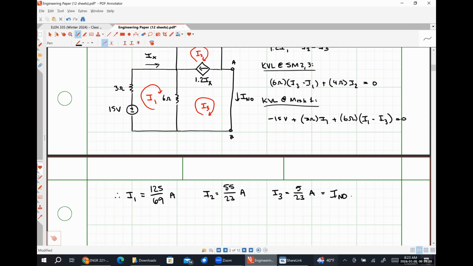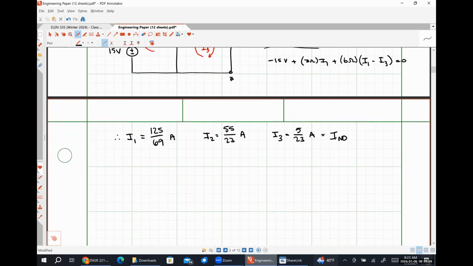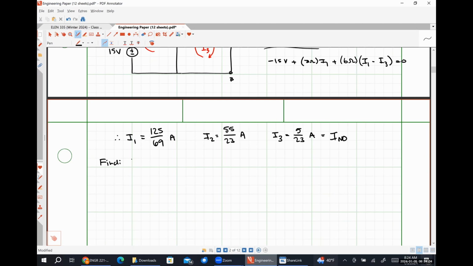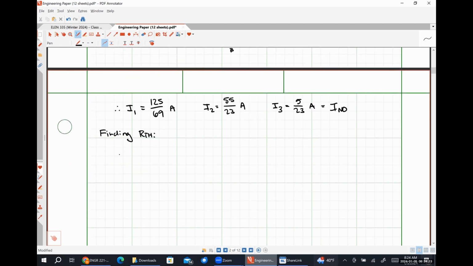So now let's talk about how we're going to find our Thevenin resistance. By definition, our Thevenin resistance is the ratio of our Thevenin voltage to our Norton current. So that would be 2 volts divided by 5/23 of an amp. Looks like it'll be 46/5 of an ohm if I did my mental math correctly. Let's check that. 2 divided by 5/23. 46/5. Absolutely.